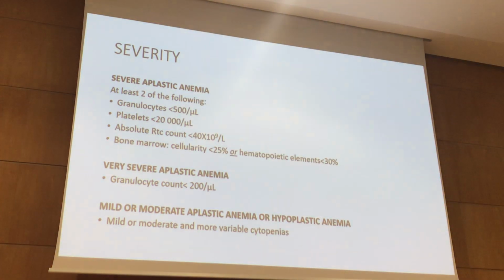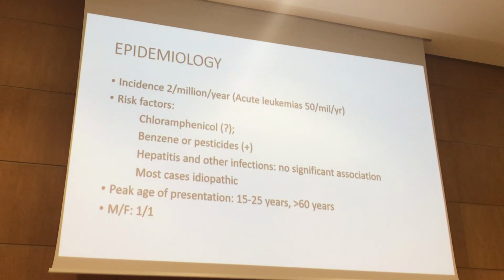If the granulocyte count is below 200, it is called very severe aplastic anemia. If these do not fit those criteria, but the patient's clinical and lab findings are still consistent with aplastic anemia, it is considered mild or moderate aplastic anemia.